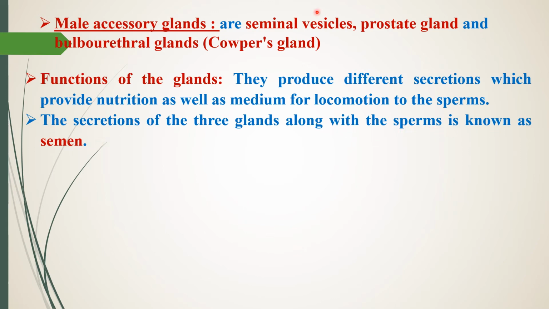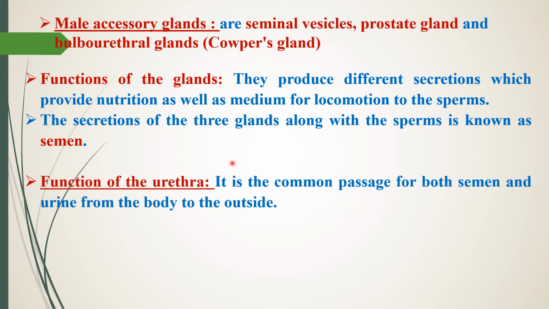So जो basic तीन accessory gland है like the seminal vesicle, prostate gland and Cowper gland, उसका क्या function होता है? वो provide करता है nutrition as well as the medium for the locomotion of the sperms. And जो ये तीन gland है इनकी secretion plus sperm is known as the semen.